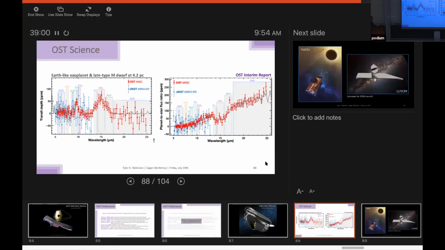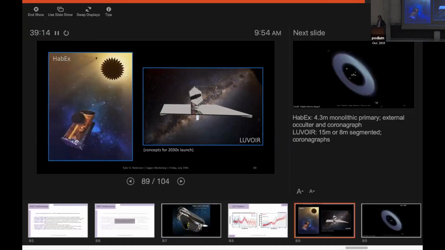It gets better wavelength coverage, smaller error bars. They've indicated a number of species through here, so you might hope to be able to do oxygen, ozone, and methane in this Earth analog atmosphere to say something about atmospheric chemical disequilibrium and thus biosignature.